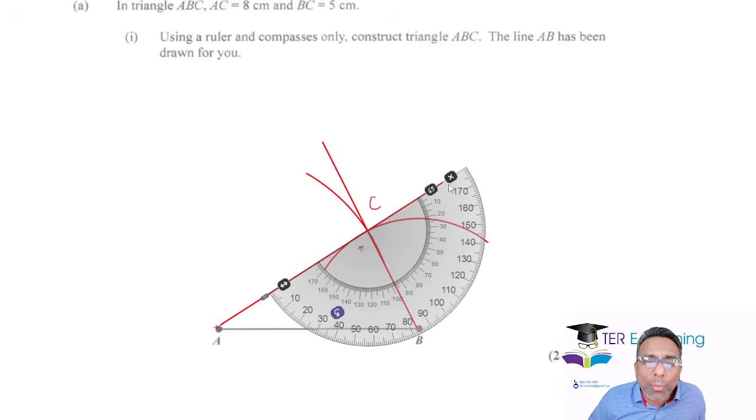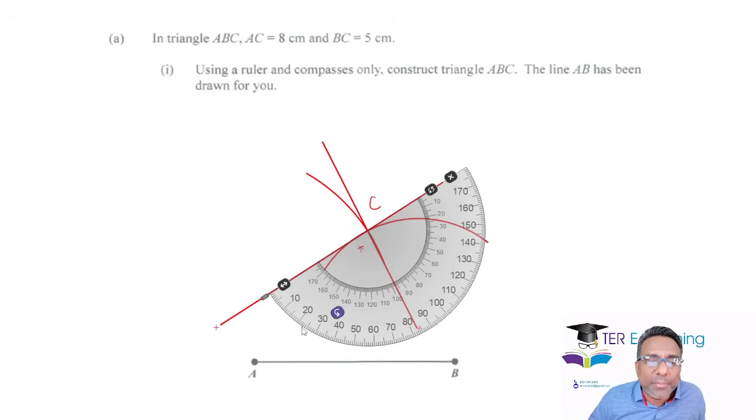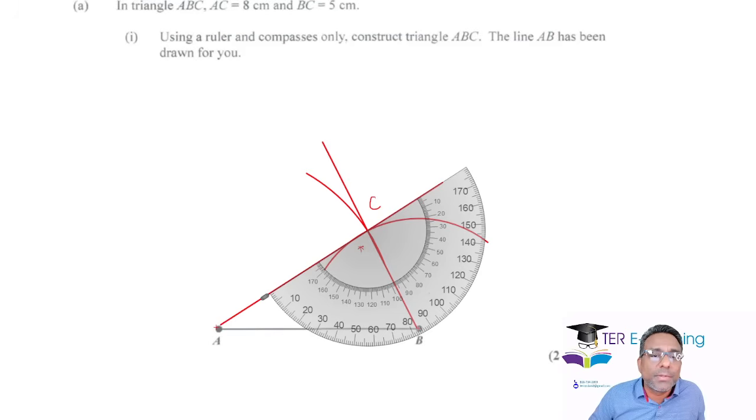Now, if I were to measure that angle here, in my case I'm getting about 83.4. But this is going to be different to what you got in the exam. Because like I said, my length AB here might be different from what you would have used in the exam. So just keep that in mind.